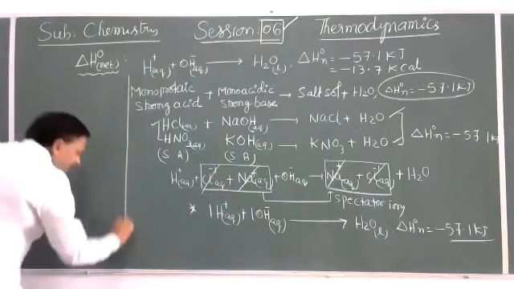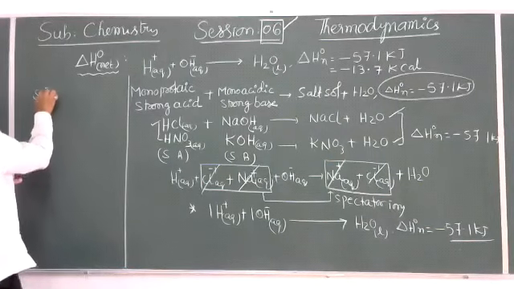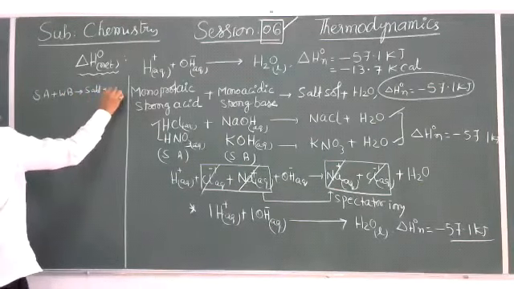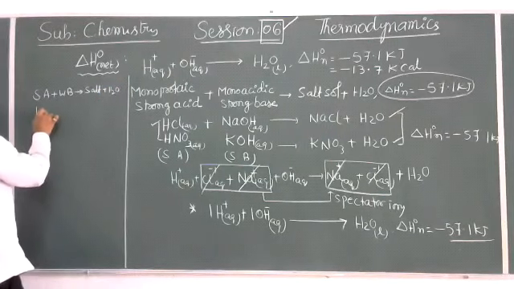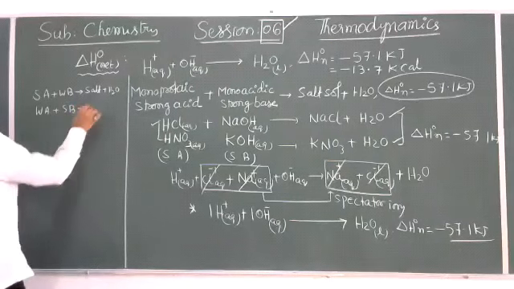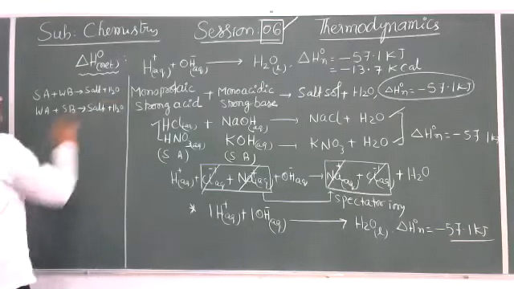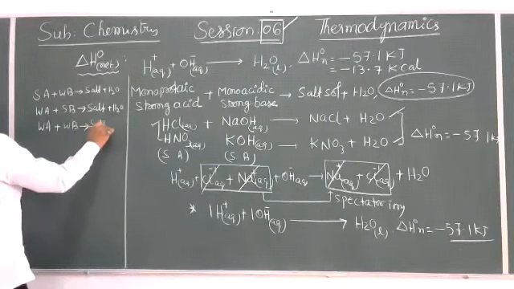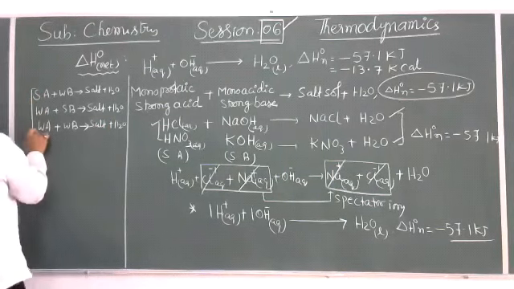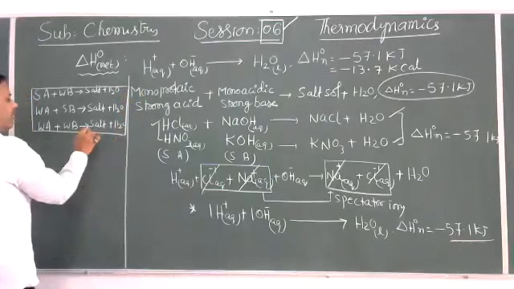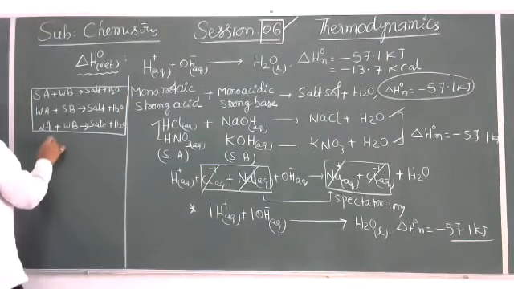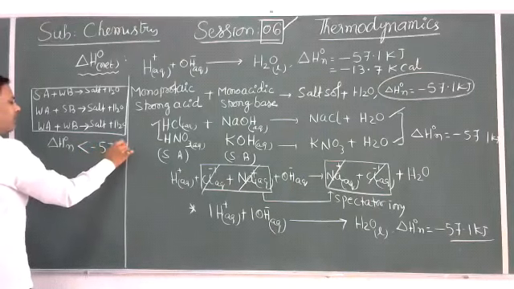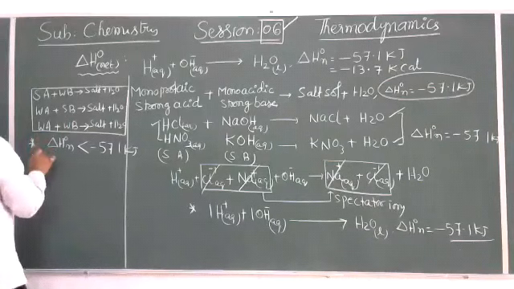But in case of a strong acid and a weak base, which gives salt plus water, a weak acid and a strong base, which also gives salt plus water, and a weak acid and a weak base, which also gives salt plus water, in all three cases the liberated value, delta H naught N, is less than 57.1 kilojoules. This is a very, very important relation.